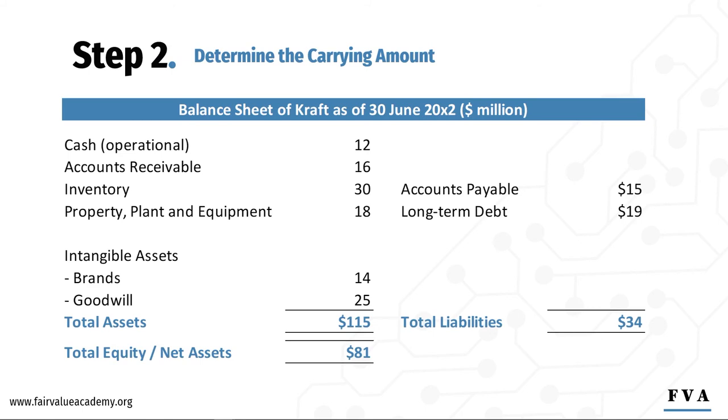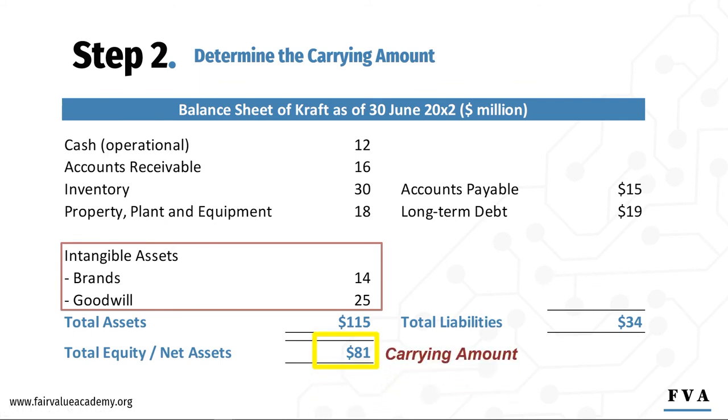Let's examine the balance sheet of Kraft as at 30 June 20x2. Note, the balance sheet now includes the intangible assets which were previously unrecognized, brands and goodwill, which came onto balance sheet as a result of the acquisition. The net assets of Kraft is its carrying amount. Therefore, note the carrying amount is based on accounting book values.